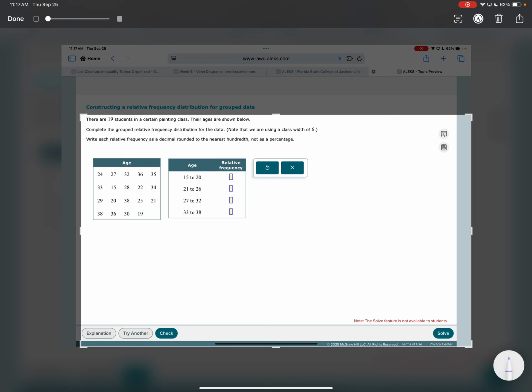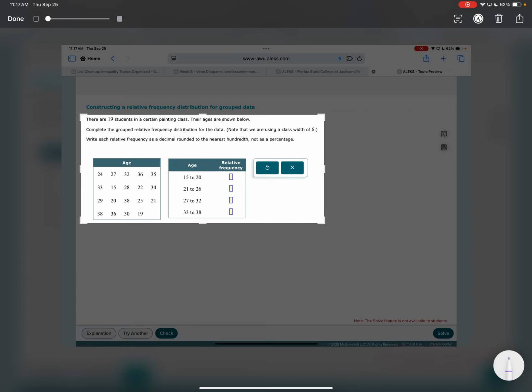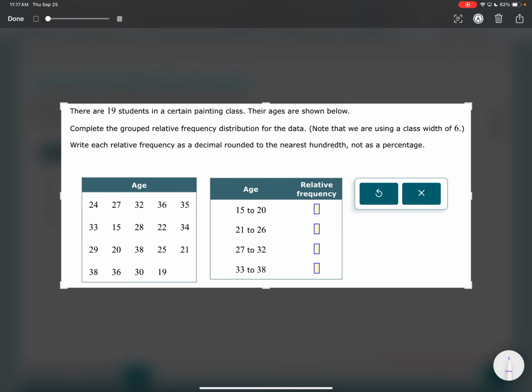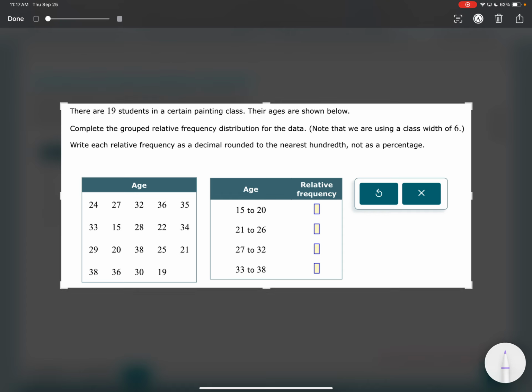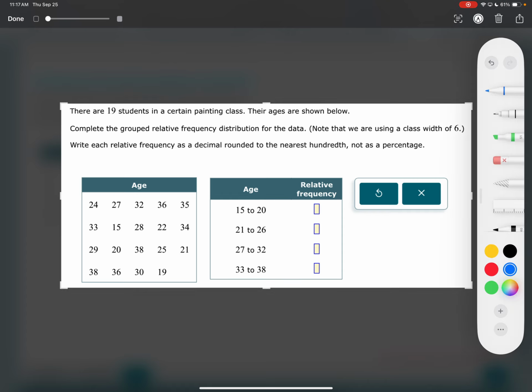There's 19 students in a certain painting class, write their ages. I'm going to need more. I can probably do it right there. So class width is 6. Look, it's 6 because 15 to 21 to 27 to 33, those are all 6, okay? 15, 16, 17, 18, 19, 20 is 6 numbers. So they don't tell you anything. Well, it kind of says each relative frequency has a decimal rounded, but you just have to know that the relative frequency equals like a percentage or proportion, okay?